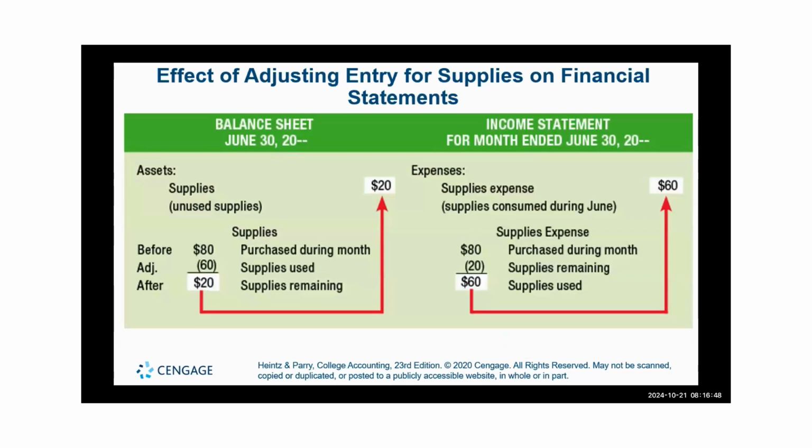So if I'm putting this on the balance sheet, my asset of supplies is only $20. Okay, it's not the 80 that we saw earlier. Now my expenses on the income statement, my supplies expense would be $60. Remember, I have that in there.